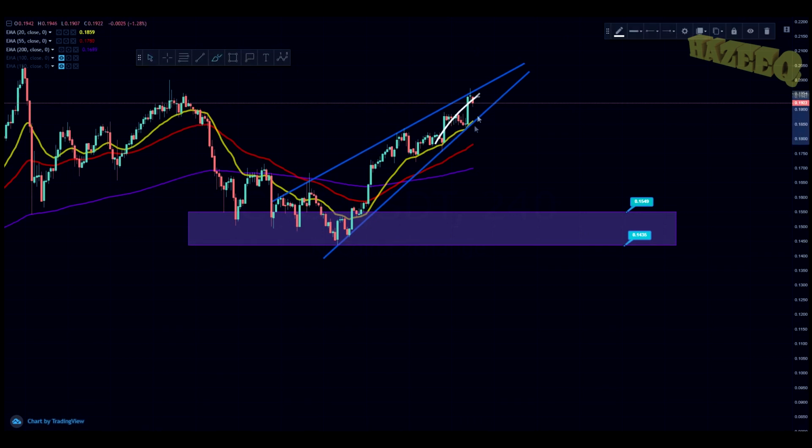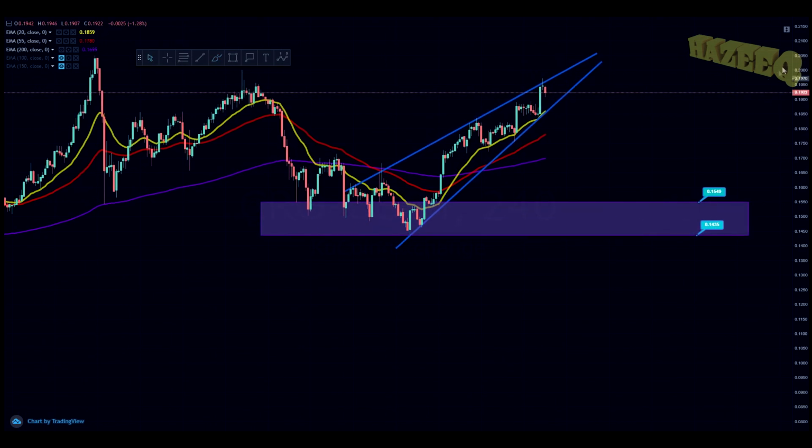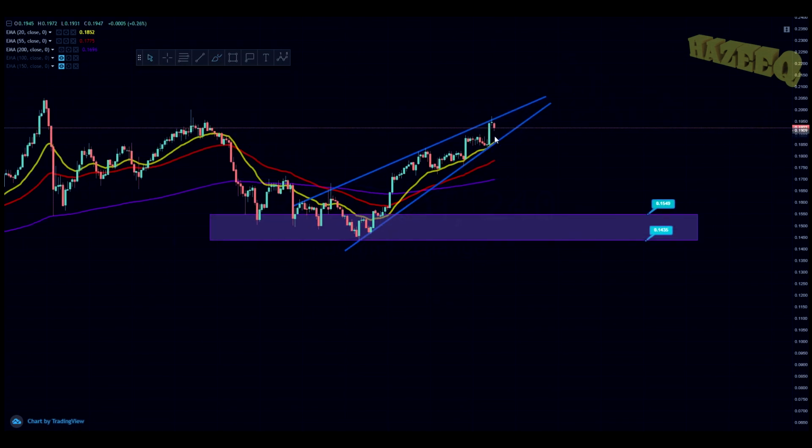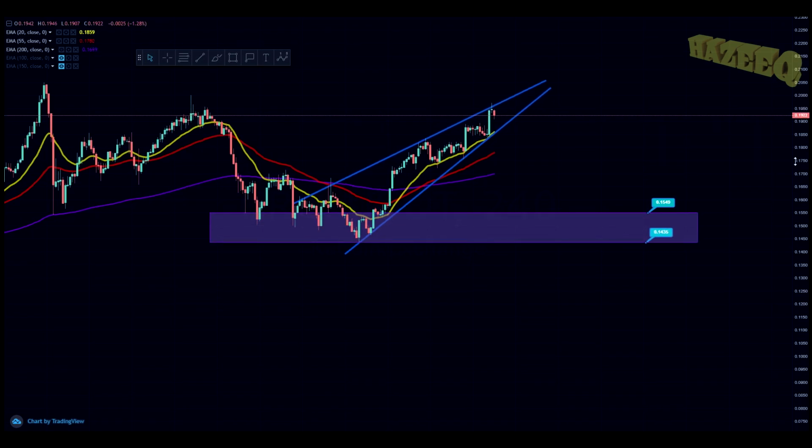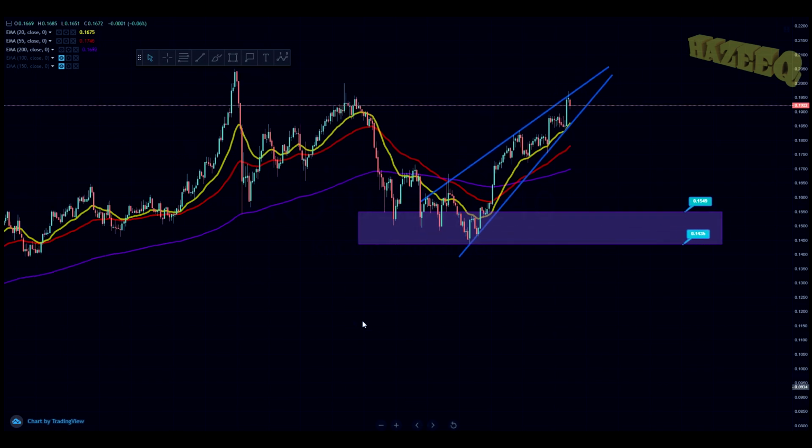Obviously, what we can do is just find support over here and bounce back up, or we can invalidate this rising wedge by breaking this upper resistance line, back testing it as support and going upwards and onwards. But I don't see that happening anytime soon because we're getting a bit overextended. Bitcoin's a bit overextended. We're looking for a little pullback in the market right now.